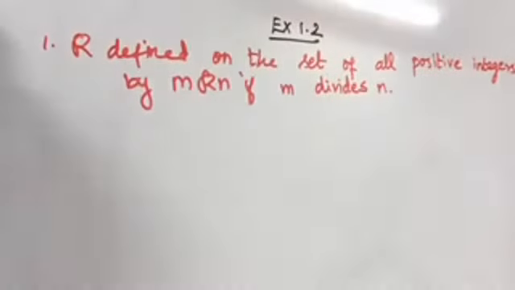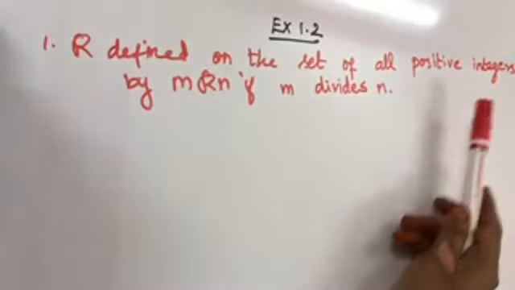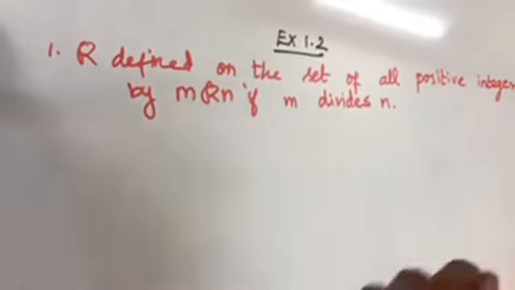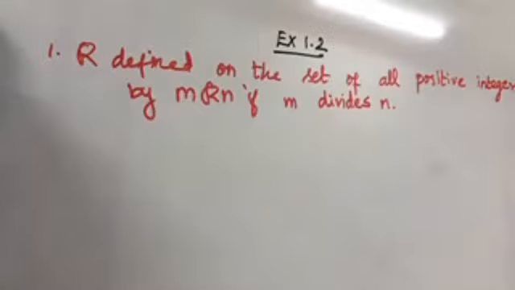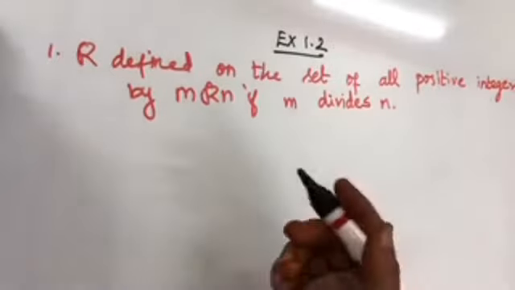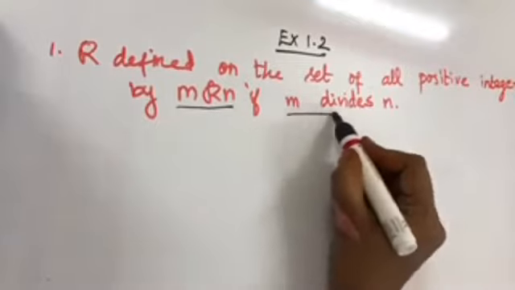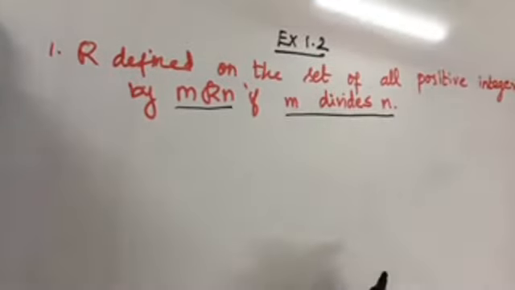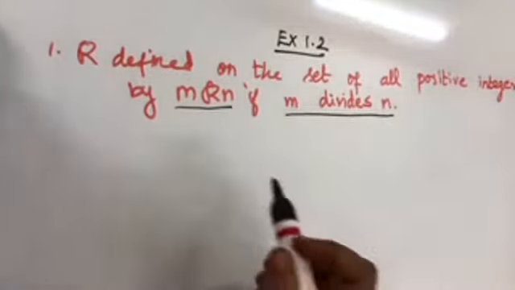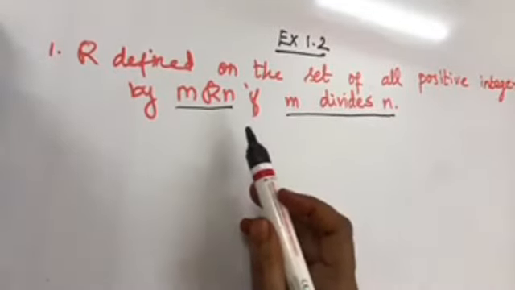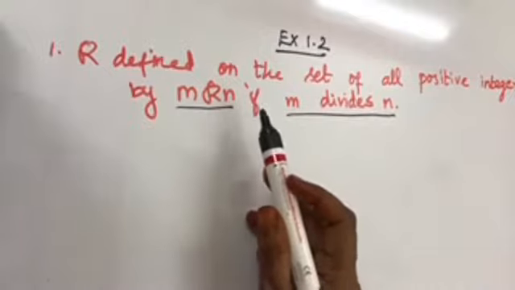R is defined on the set of all positive integers by M related to N if M divides N. What is the condition here? M is related to N if M divides N. So we have to check for its reflexivity, symmetricity and transitivity.